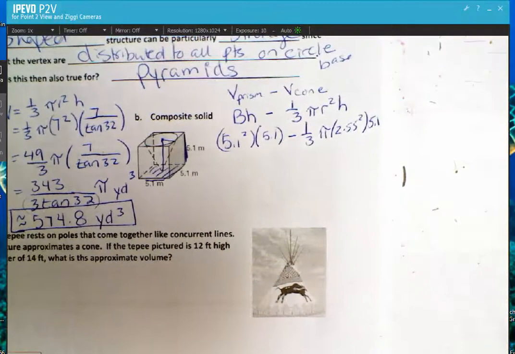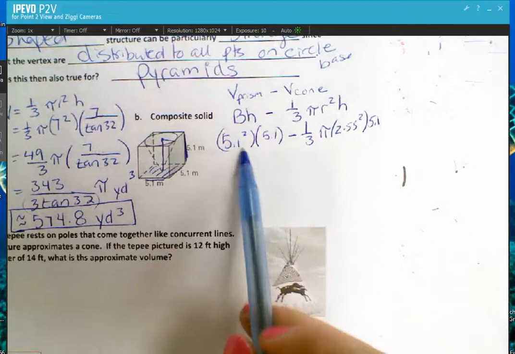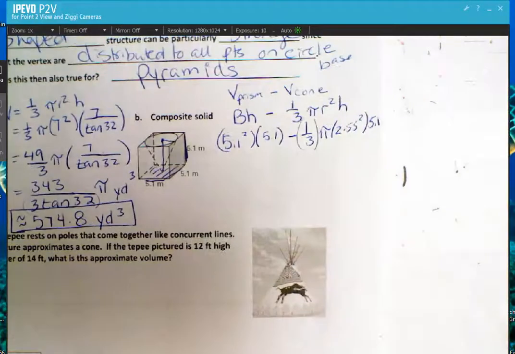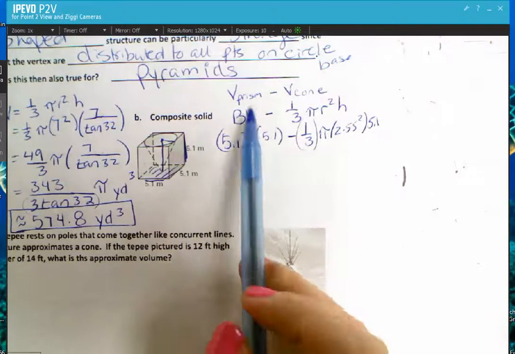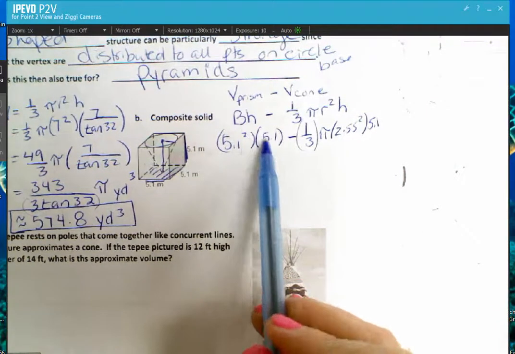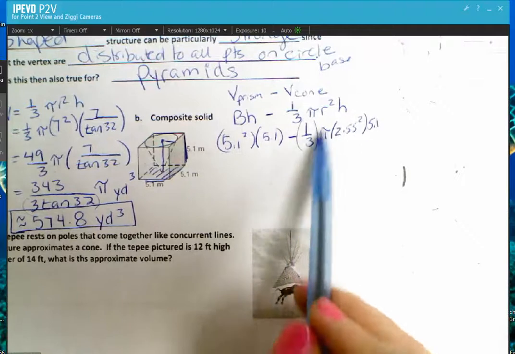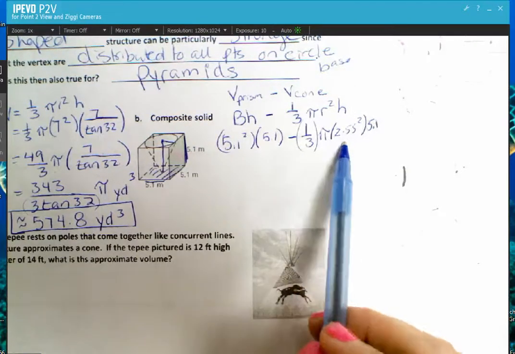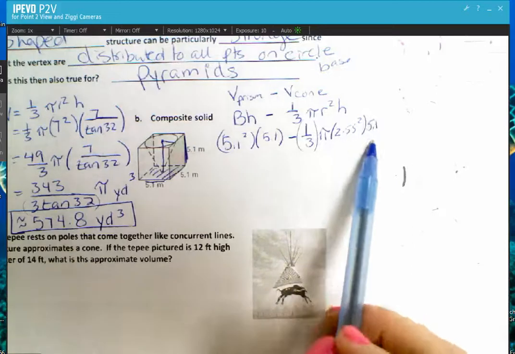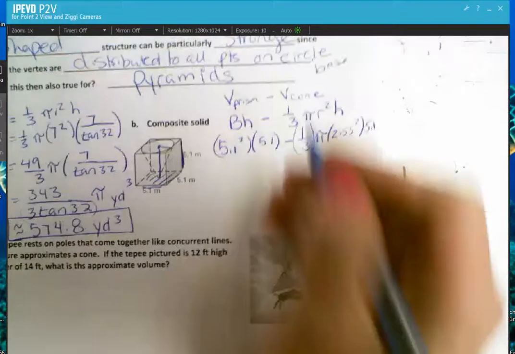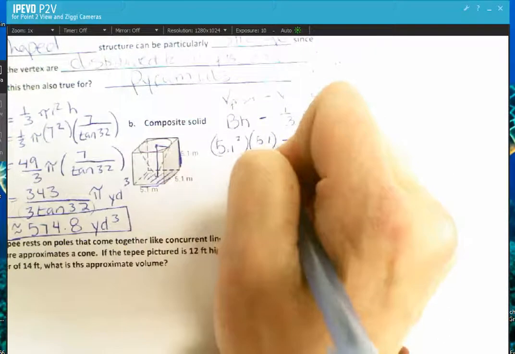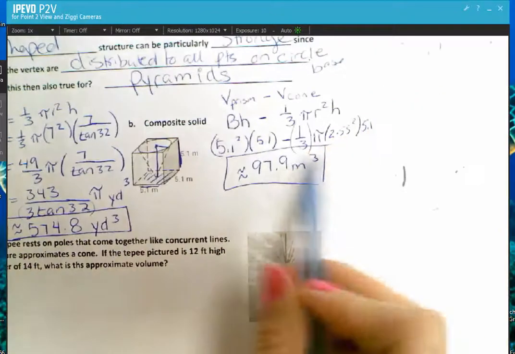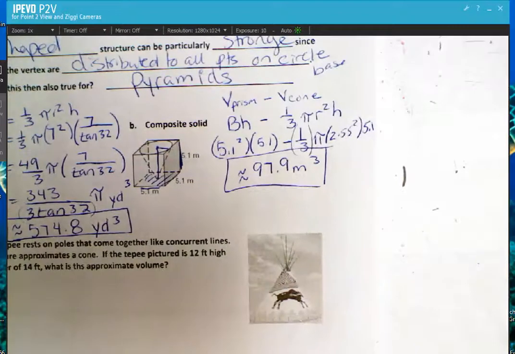Then it just becomes making sure you're careful with your calculator. You should be able to put this in exactly like you see it, except you probably need parentheses around this 1/3 so that it's doing it correctly. Otherwise, 5.1 squared times 5.1 minus parentheses 1 divided by 3 times pi times 2.55 squared in my calculator times 5.1. And we are going to get an approximate volume of 97.9 meters cubed. You should probably pause the video and then put this in your calculator. Make sure you can get that so you know how you're working your calculator.